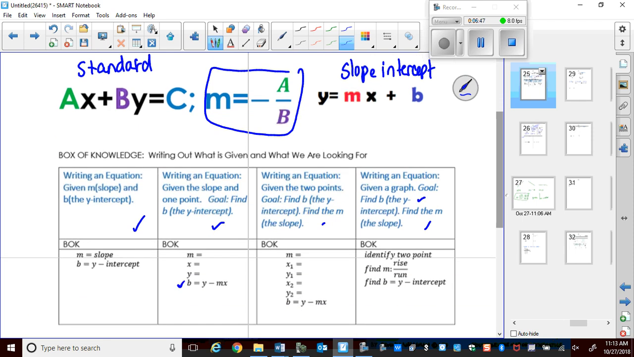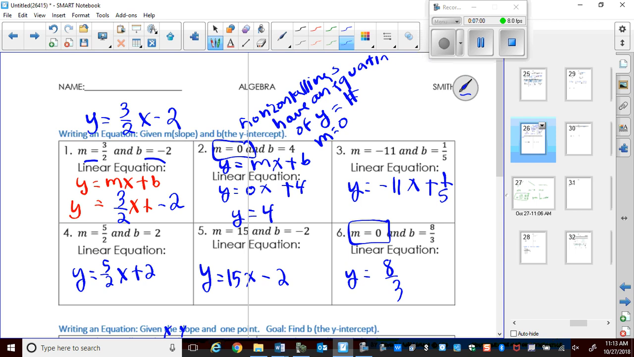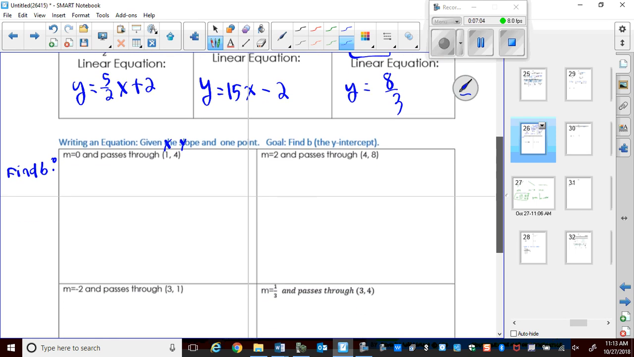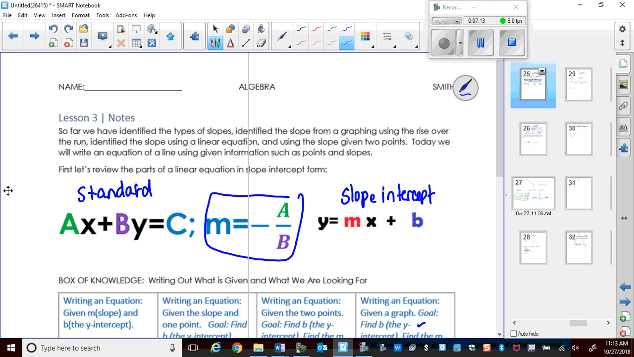And we're going to set up a box of knowledge. It's going to say m equals, x equals, and y equals. Okay? And then we're going to find b. I'm going to write that out as well. So let's create our box of knowledge here. So we're finding b. So m, messed up a little bit there. Let's go forward.